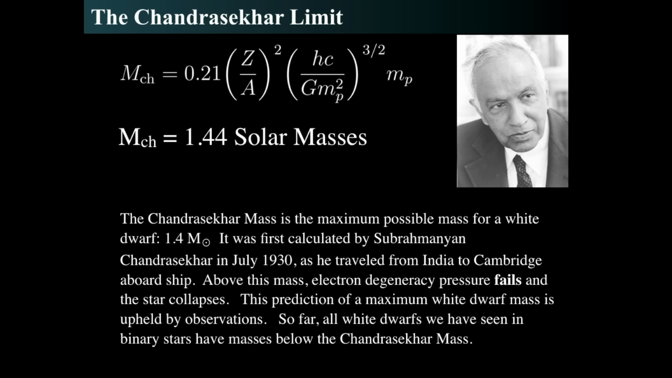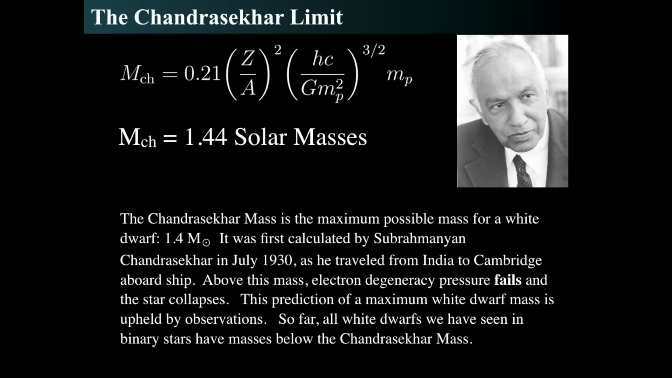Subramanian Chandrasekhar derived this from Fowler's work a few years prior, who basically found the previous stuff we were talking about, but did not do the relativistic calculation. Subramanian Chandrasekhar in July of 1930 was on board a steamship from India to Cambridge and derived the equation that we just saw above for the relativistic version, and derived the maximum solar mass on his way to go to studies. I think he was 22 or 25 years old when he did this.